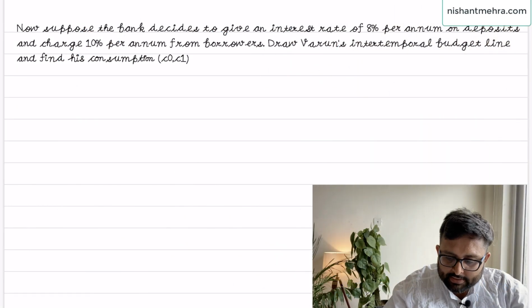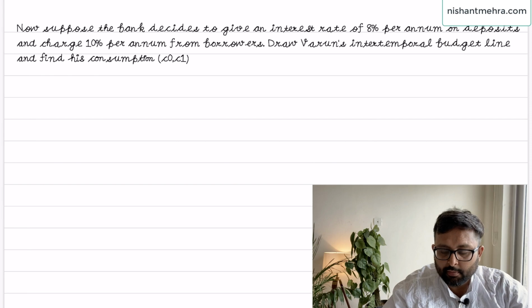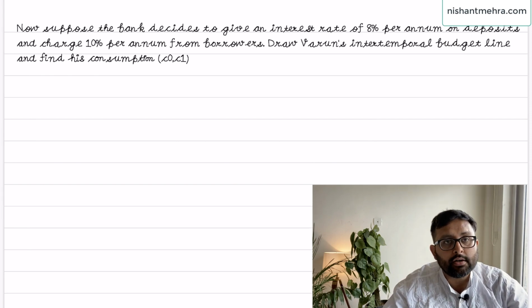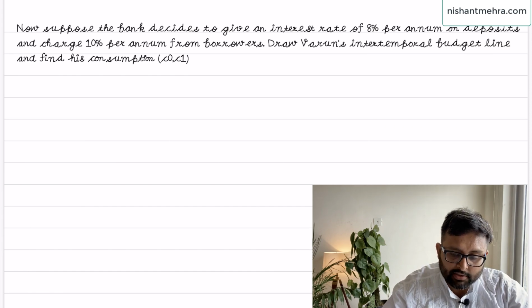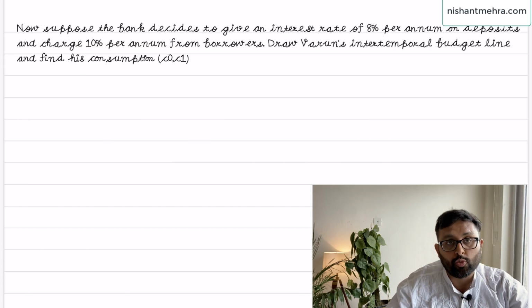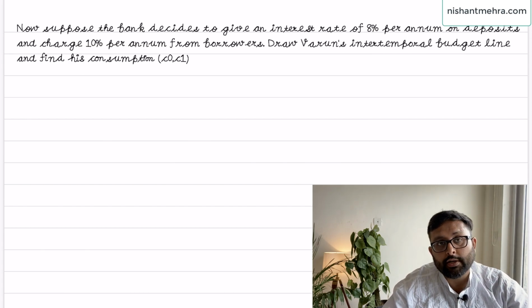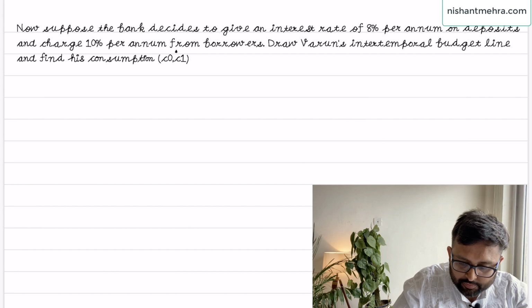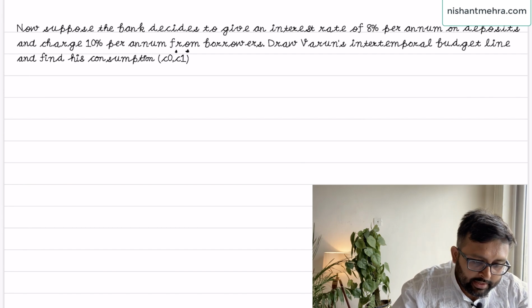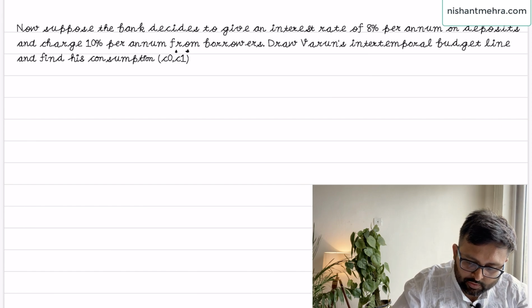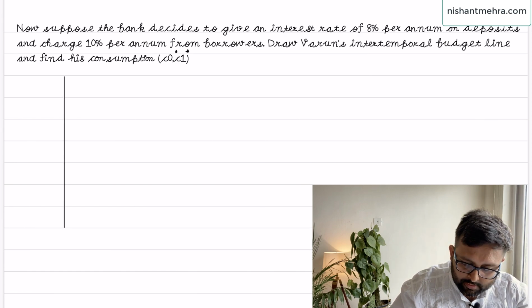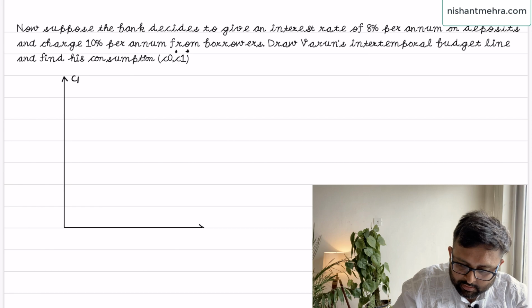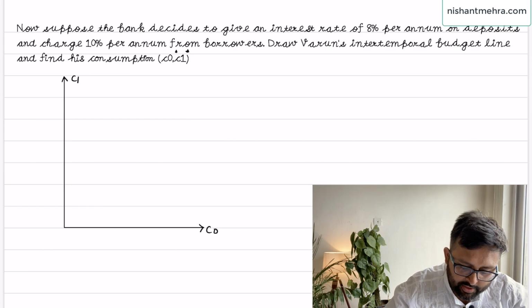Now suppose the bank decides to give an interest rate of 8% per annum on deposits. So if he tries to be a lender, he'll be given 8% interest, and the bank is going to charge 10% per annum if he is going to be a borrower. So if you draw Varun's intertemporal budget constraint again and find out his consumption, C0 star and C1 star, let me just draw the case. Well, you have C1 here, you have C0 here, fair enough.